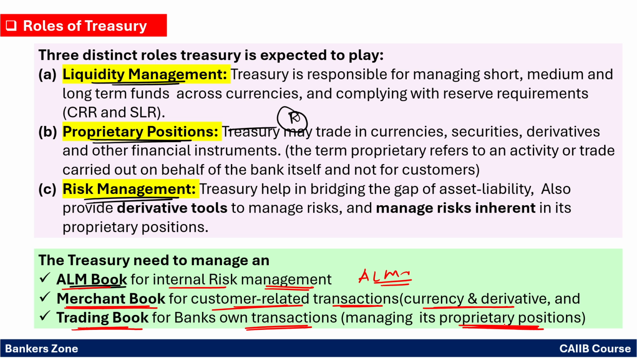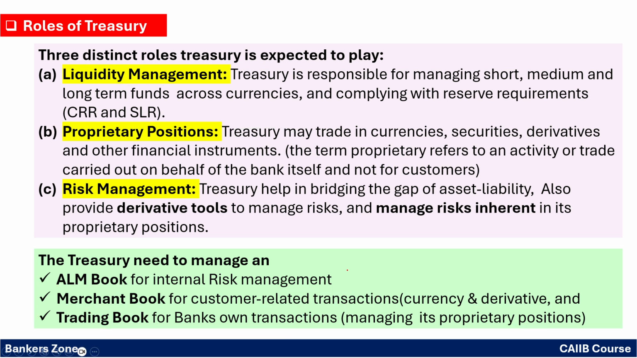So when you take the proprietary position, you invest, you earn, you give profit to the bank. So all those transactions are recorded into the trading book. It is very, very important. Merchant book means simply customer transactions, and trading book means the bank's own transactions. Okay, and ALM book is for asset liability management, the internal risk management book. So those are the three books we are managing as a treasury.